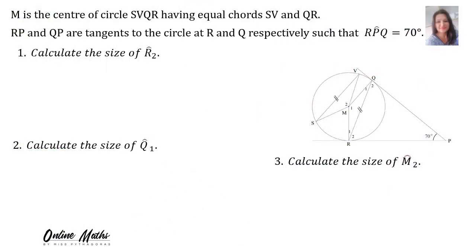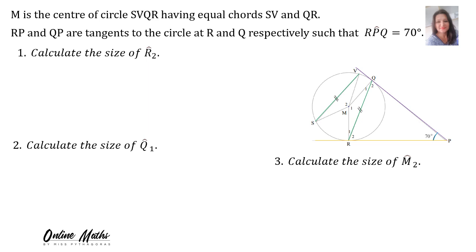Example 1. M is the center of circle SVQR having equal chords SV and QR. RP and QP are tangents to the circle at R and Q respectively, such that angle RPQ is equal to 70 degrees. Number 1, calculate the size of R2.